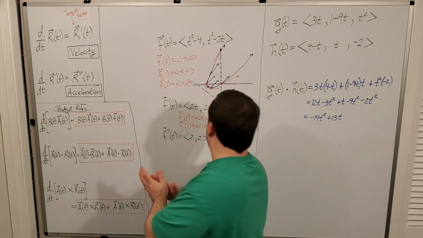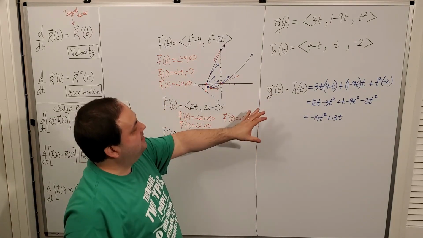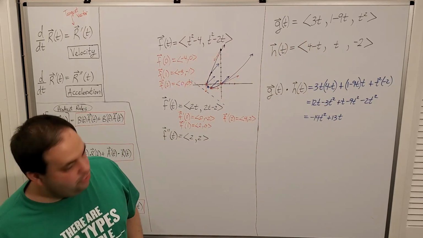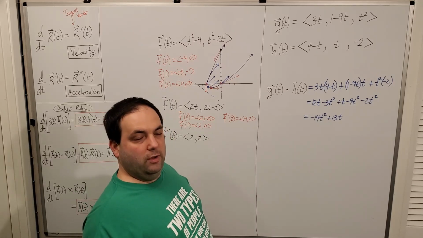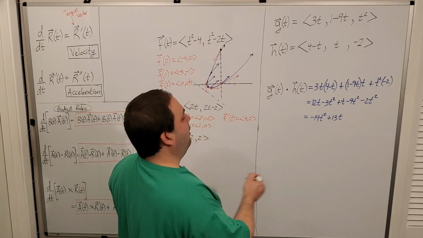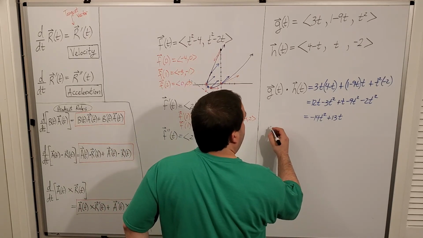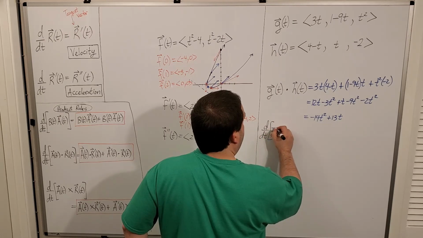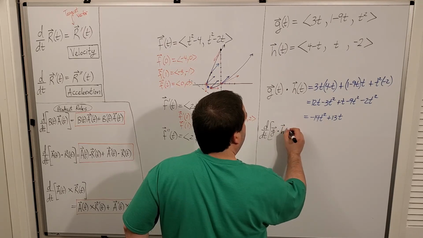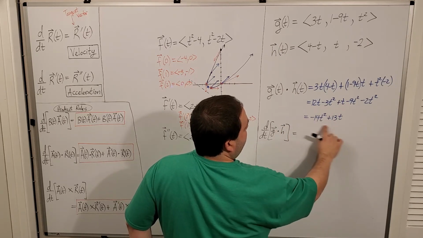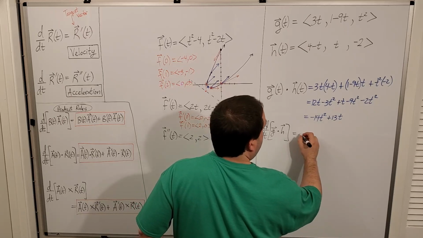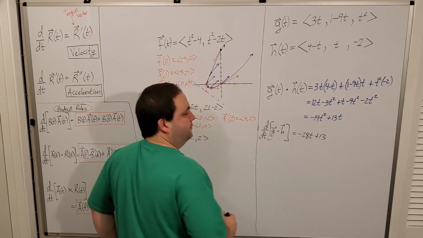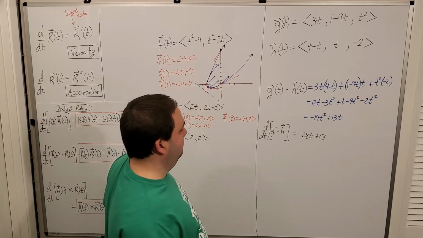Okay, so here's an example. This is the dot product of those 2 vector functions, and I want to show you how the derivative can be done both ways, right? So the derivative of the dot product of g and h, g dot h, would just be the derivative of this, which would give me negative 28t plus 13, right? Okay.